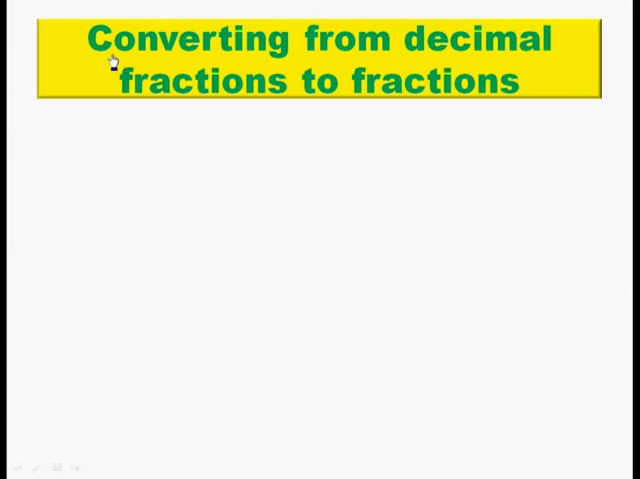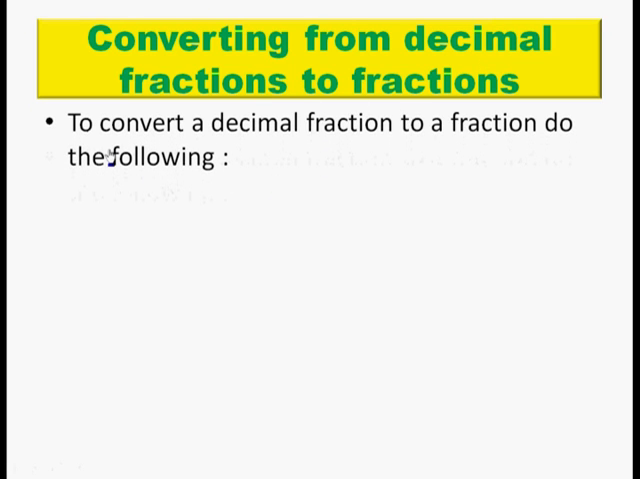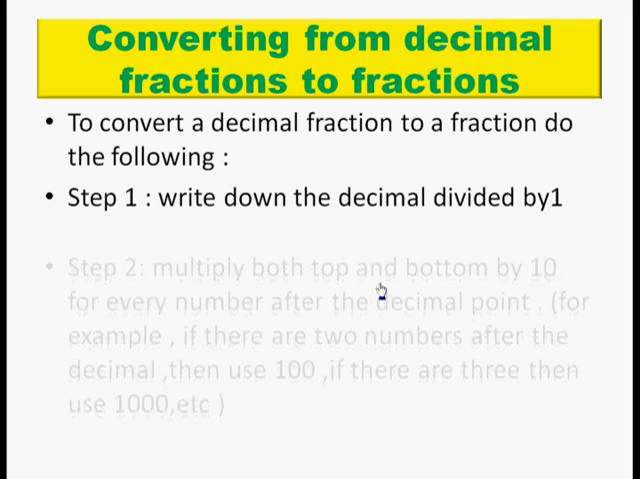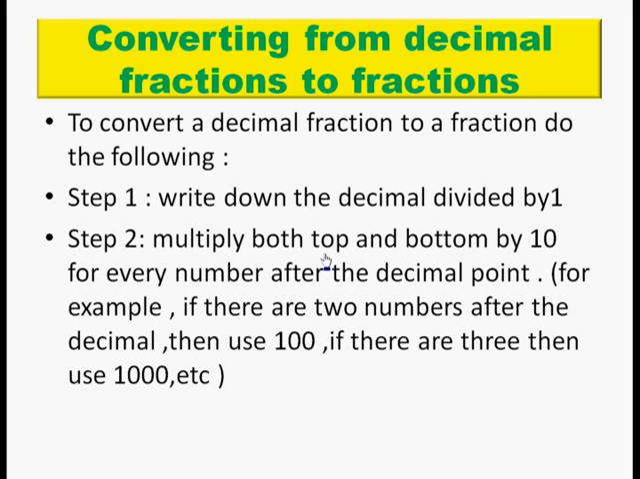Now, we're looking at converting from decimal fractions to fractions. To convert a decimal fraction to a fraction, do the following. Step number 1. Write down the decimal divided by 1. Then step number 2. Multiply both top and bottom by 10 for every number after the decimal point.